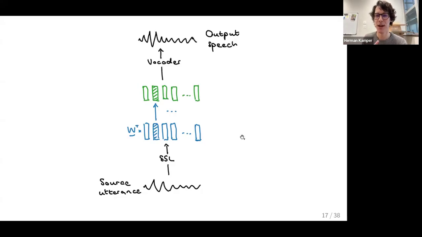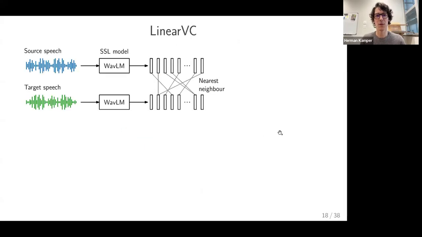Again, you need a vocoder. Actually, I was really lazy, so I didn't retrain our vocoder. I used the same one that I used for KNN, and you get the output speech. And this is linear VC. So the big question is, of course, where does this single matrix that you use for all the frames come from? It is a little bit more involved.